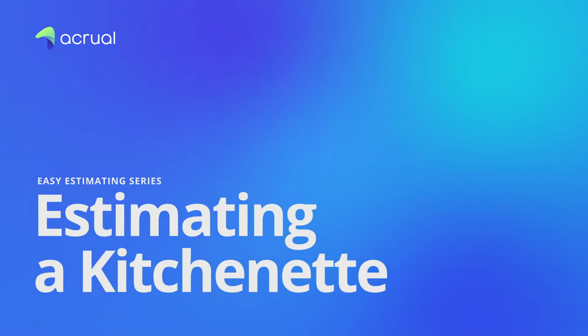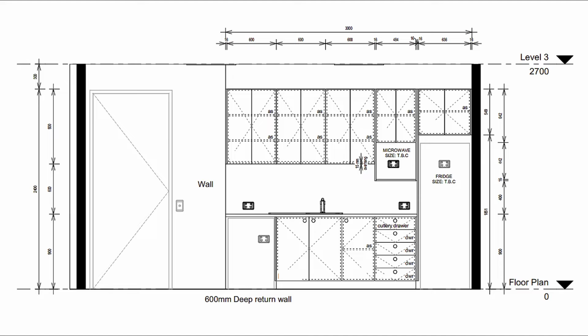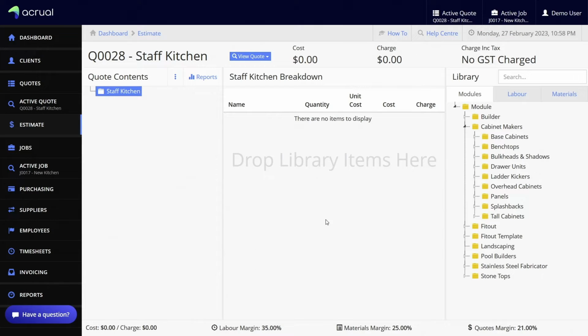Hey everyone, today I'm going to be doing a quick demo showing how easy it is to estimate a kitchenette in Acrual. So here's the plan for the kitchenette we're going to be estimating. You can see it's got a couple of base cabinets, a drawer unit, a fridge cavity, and a couple of overheads, as well as a stone benchtop. Alright, so let's get started estimating.